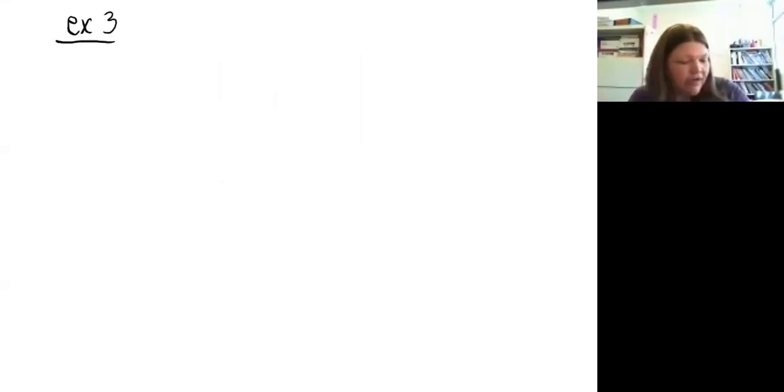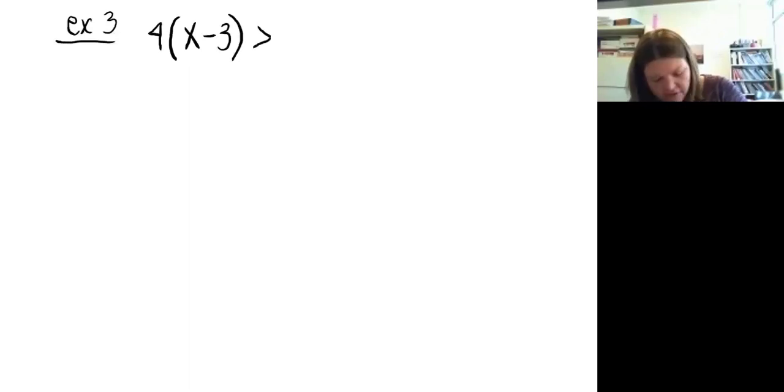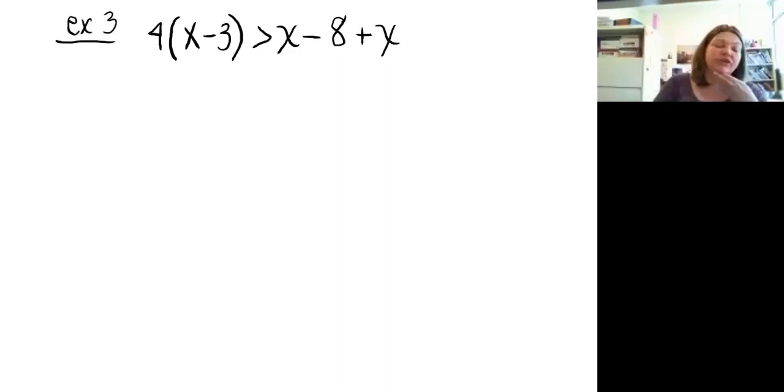Great. So third example I wanted to look at. 4 times the quantity, x minus 3, is greater than x minus 8 plus x. Ooh, I just realized I forgot to graph my last answer, guys. Sorry about that. But I'm just going to forge ahead here, do this one, and graph this one. So take a look at this problem here. You can see that there's a lot more going on in this one, but it is just like a multi-step equation.